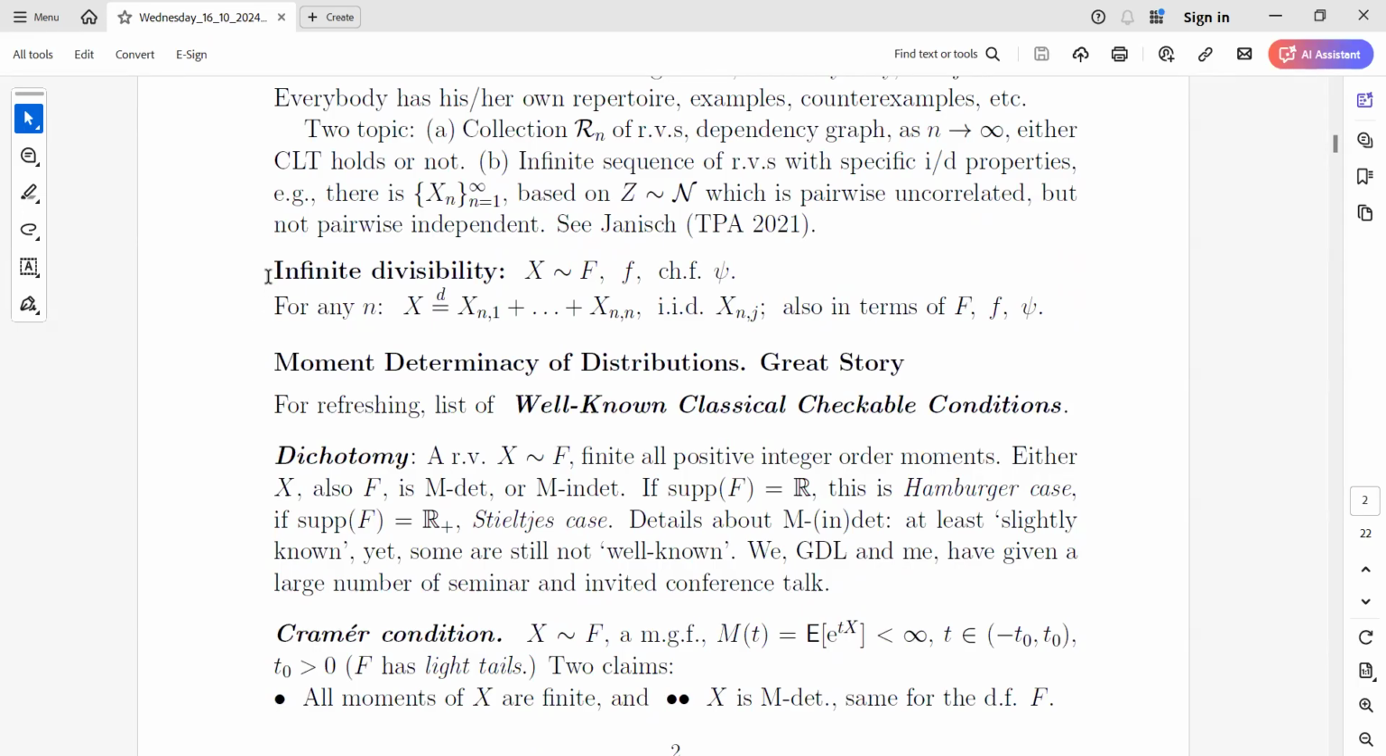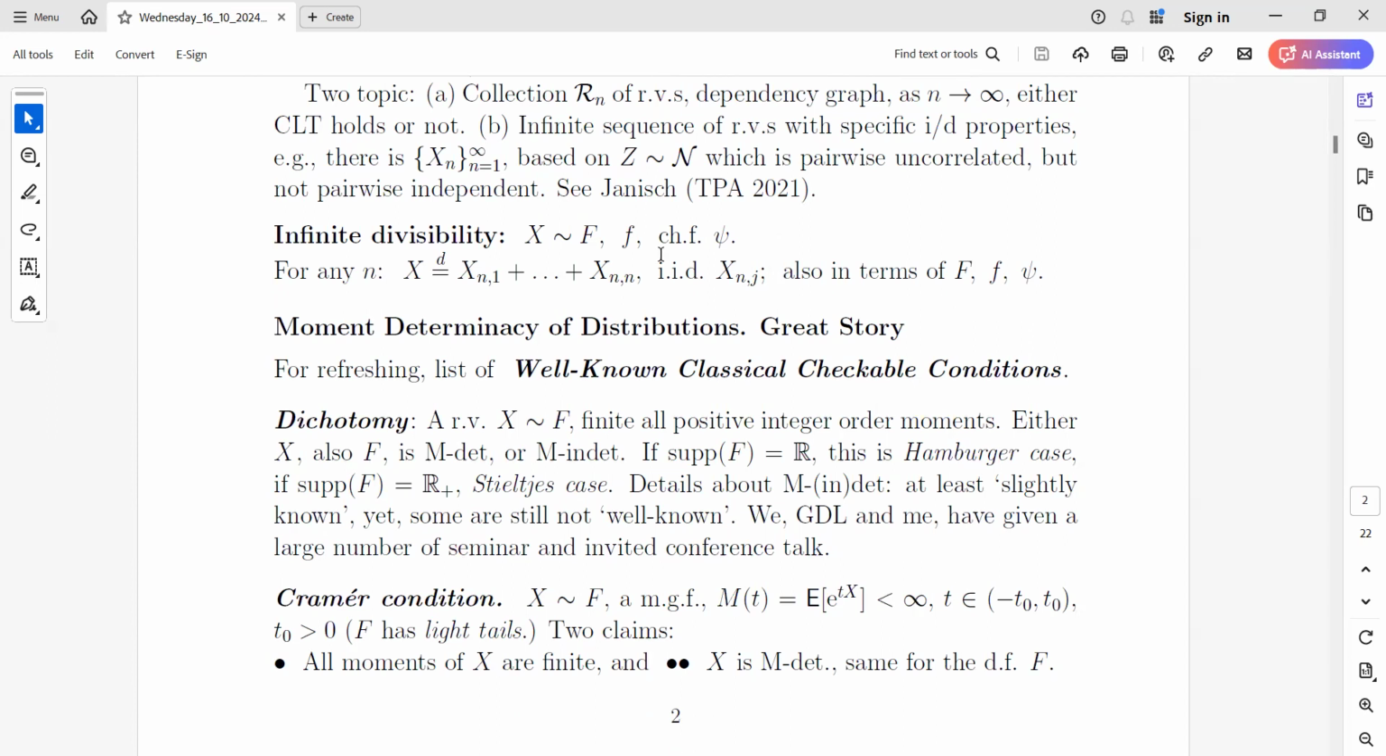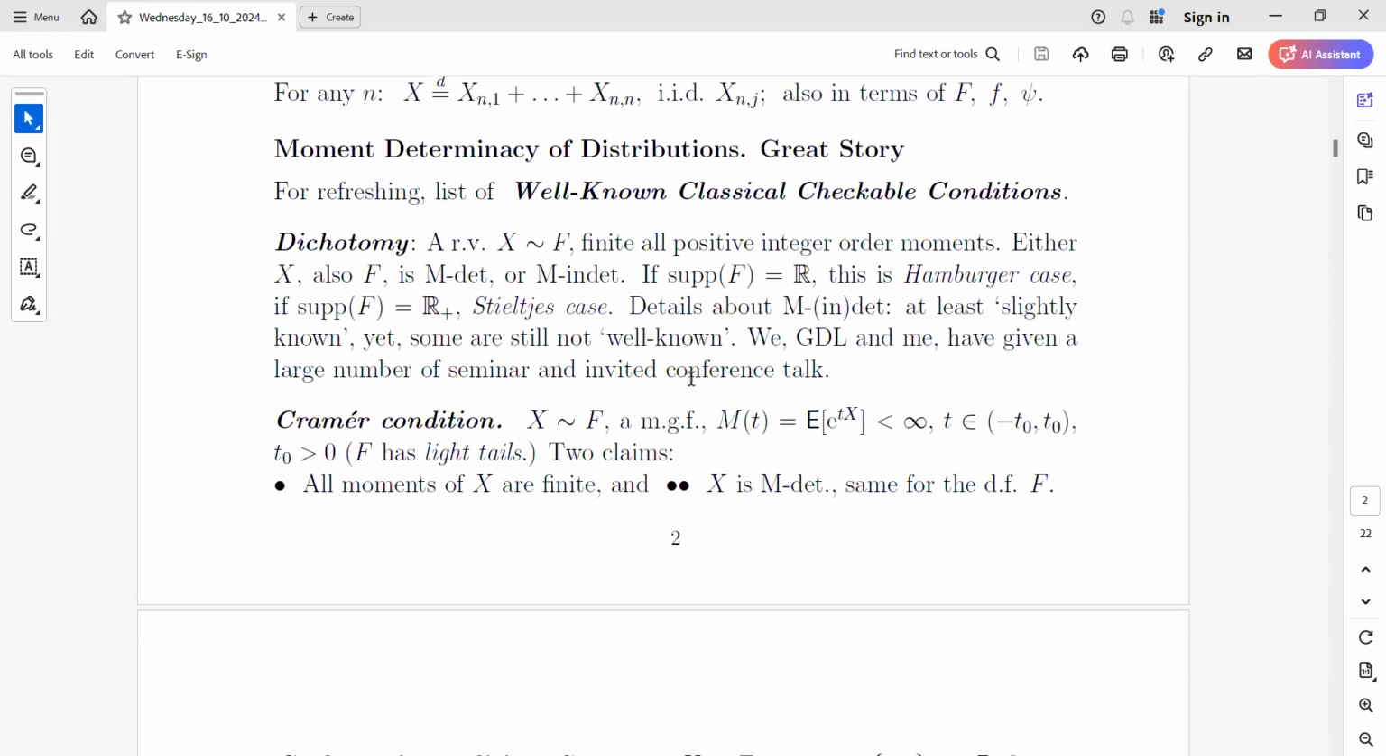We will be talking also about infinite divisibility, a property which is quite important for limit theorems, if you are doing some work in Lévy processes. And we can consider this in terms of the random variable X, distribution F, characteristic function, etc. Some good attention today we will pay to our favorite topic or subtopic, moment determinacy of distributions. It's a great story.